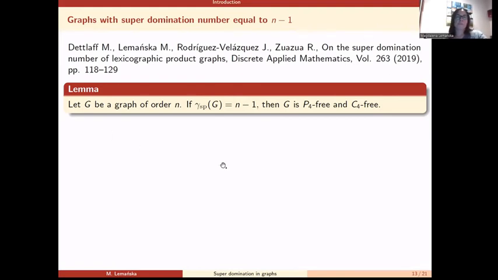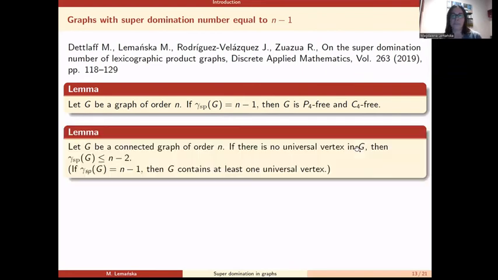This is also a joint work with Magda Dettlaff from Poland, Rita Zuazua from Mexico, and Juan Alberto Rodriguez-Velazquez from Spain. In this work, we were thinking about the problems of super domination number of lexicographic product of graphs. But first, we need some results about the equality, super domination number equal to n minus 1. And first we notice that if super domination number of G is equal to n minus 1, then G is P-free and C-free.